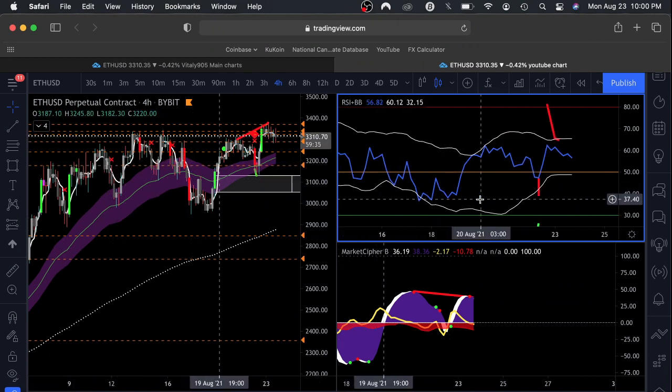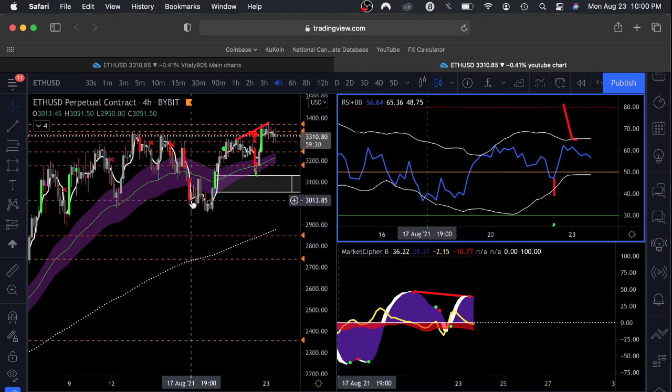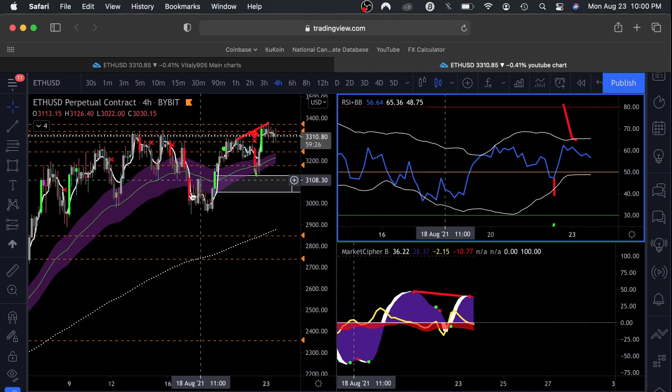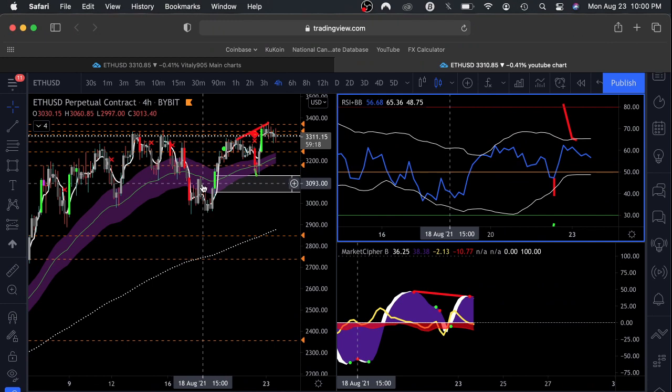Look right here. RSI went underneath, came back up. So that would have been around right here. You enter a long, it goes up. What is that? From 30.20 to 31.23. That's another $100 move. Get in, get out, take profit.